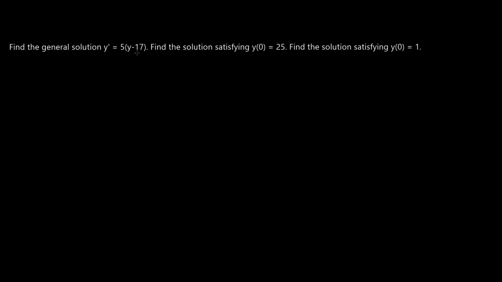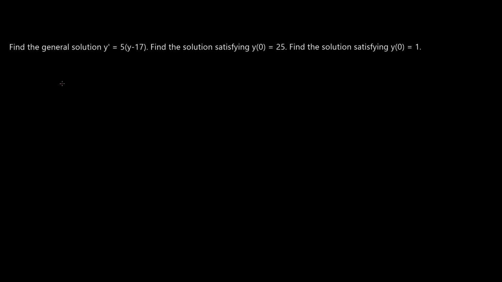So here we have our first problem, and we're supposed to find the general solution for y prime equals 5 multiplied by y minus 17. After we find the general solution, we will find particular solutions with the given conditions here of y of 0 equals 25 and y of 0 equaling 1.